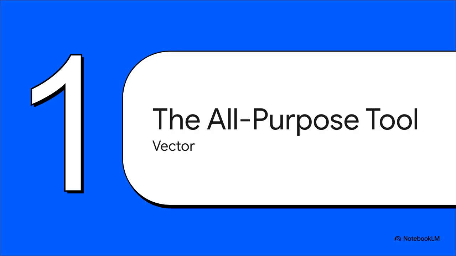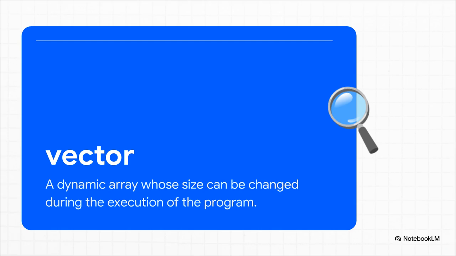Okay, first up, the absolute workhorse of our toolbox. This is the one you're going to reach for 90% of the time. Think of it like the hammer in your toolkit, the mighty C++ vector. So what is a vector really? Well, at its core, it's just a dynamic array.